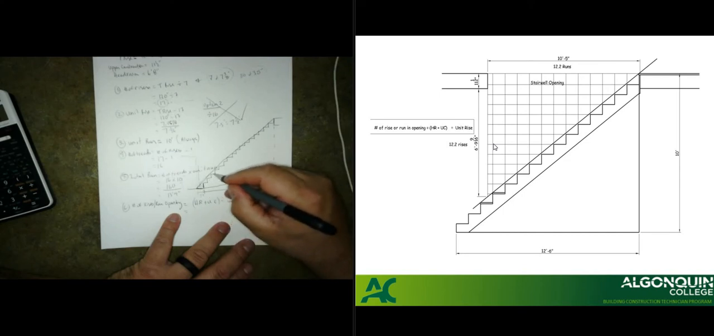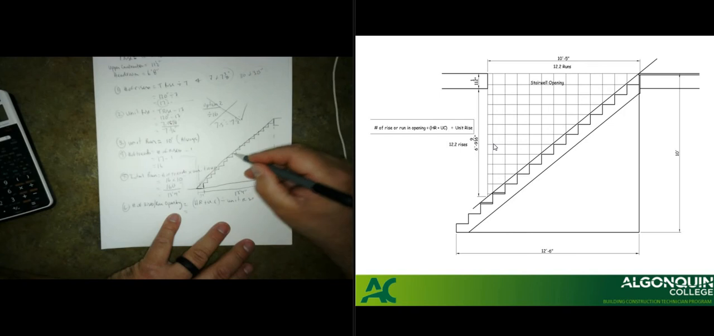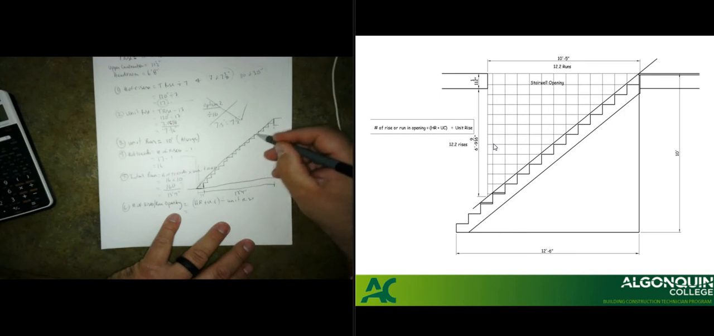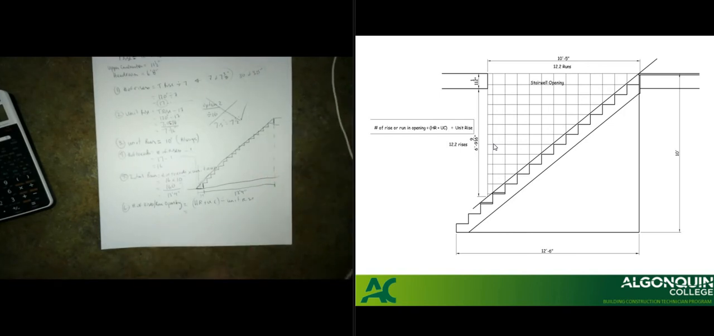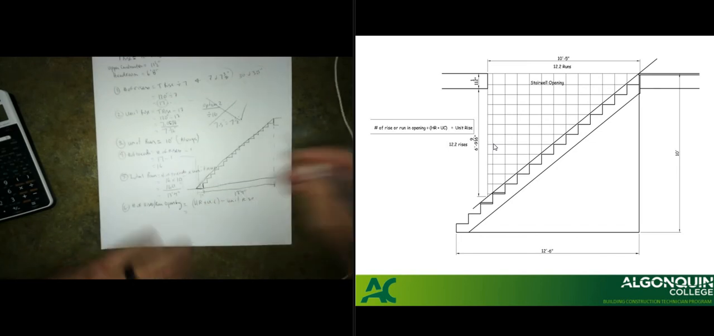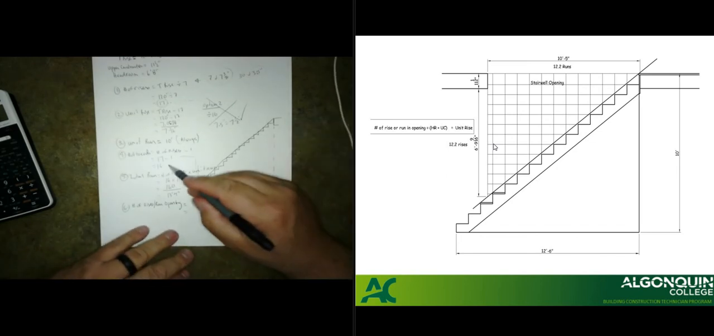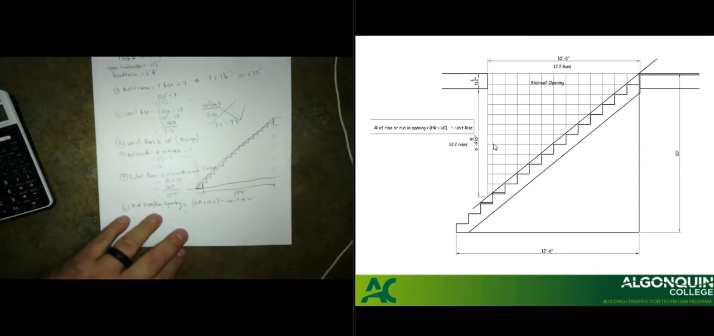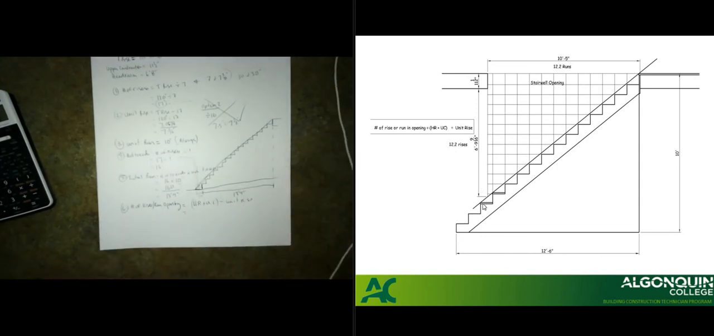1, 2, 3, 4, 5, 6, 7, 8, 9, 10, 11, 12, 13, 14, 15, 16, 17. So there's 17 treads, but we only buy 16 because one of them is the floor. That's why we subtract the 1. So in reality, it's the same number, right? So whatever we have for vertical parts, we have the same amount of horizontal parts.